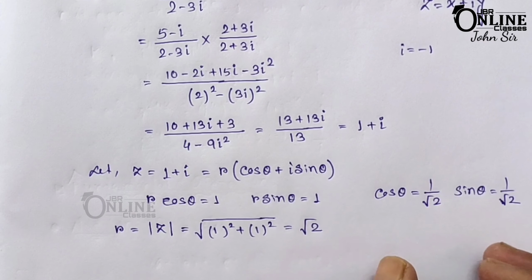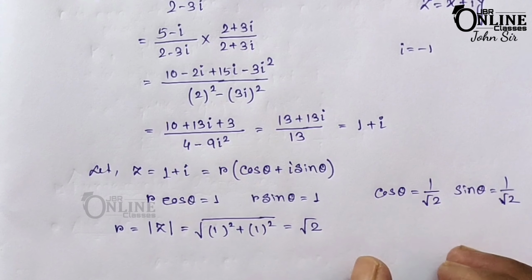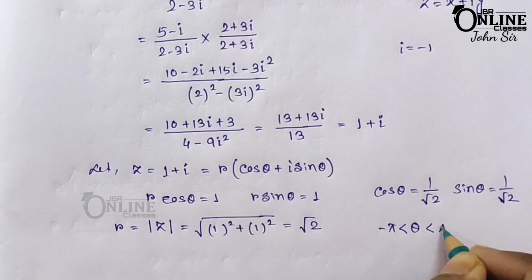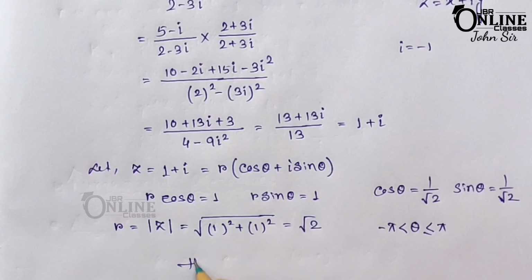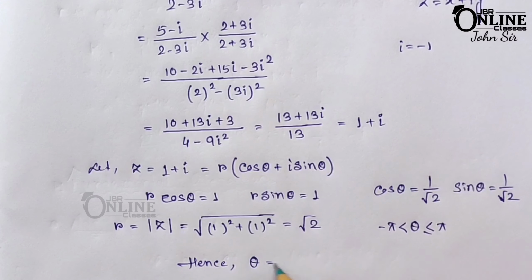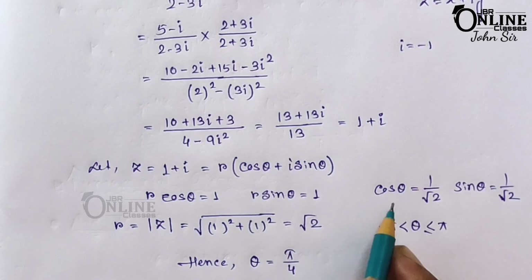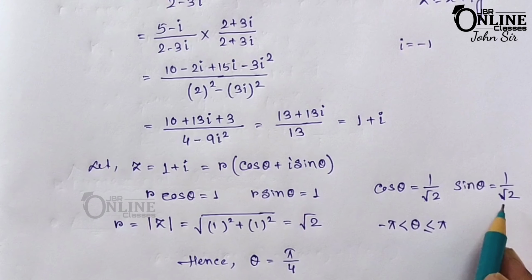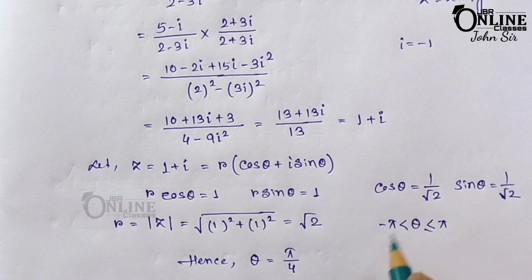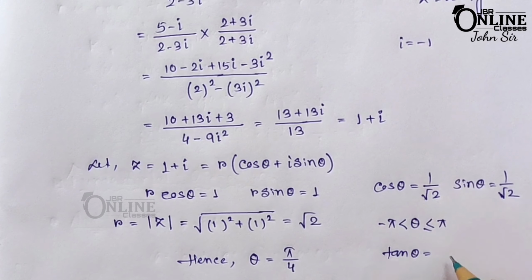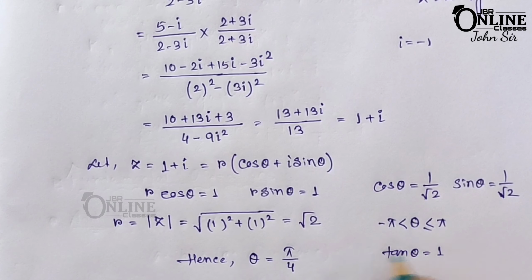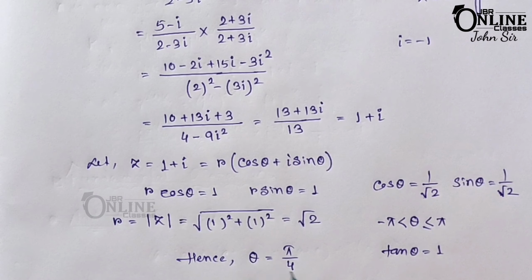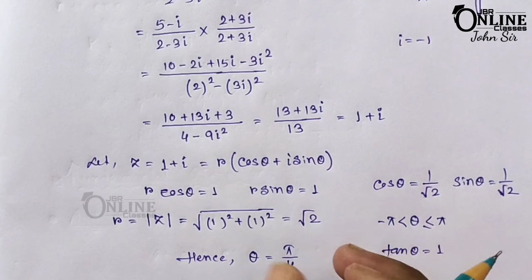Now the value of theta satisfying the above two equations lies between minus pi and pi, less than theta less than or equal to pi. Hence theta equal to pi by 4, because you know that cos pi by 4 equal to 1 by root 2 and sin pi by 4 equal to also 1 by root 2. If you divide these you will get tan theta equal to 1 by root 2 by 1 by root 2, that equals 1. You also know that tan pi by 4 equals 1. So here the modulus equals root 2, that is your first answer.